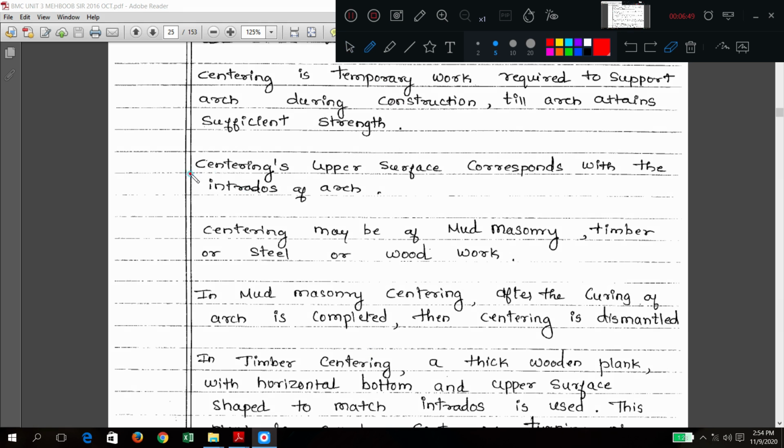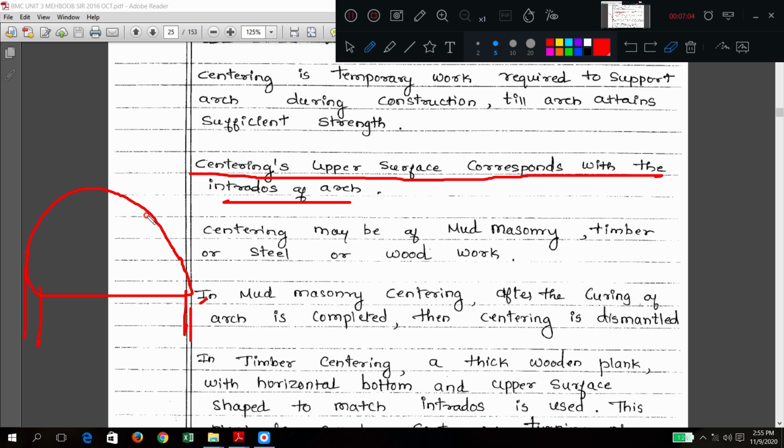What is written? Centering's upper surface corresponds with the intrados of the arch. What I just explained now. Centering: suppose this is a centering piece. It has got supports here. Its upper surface corresponds to the intrados of the arch.